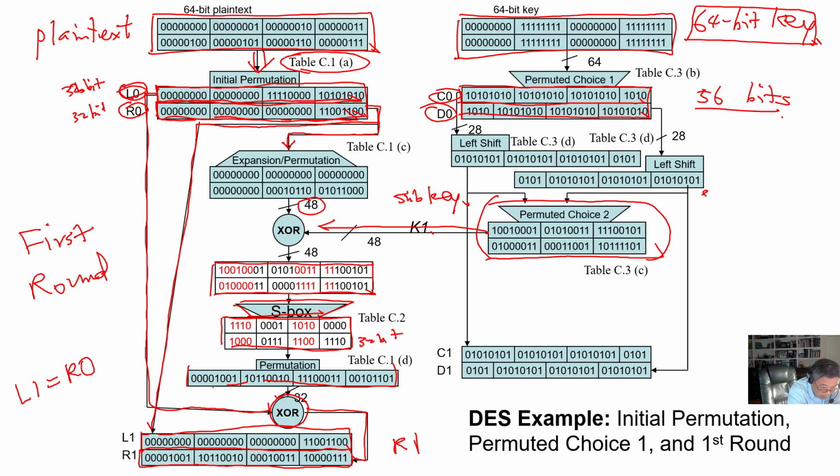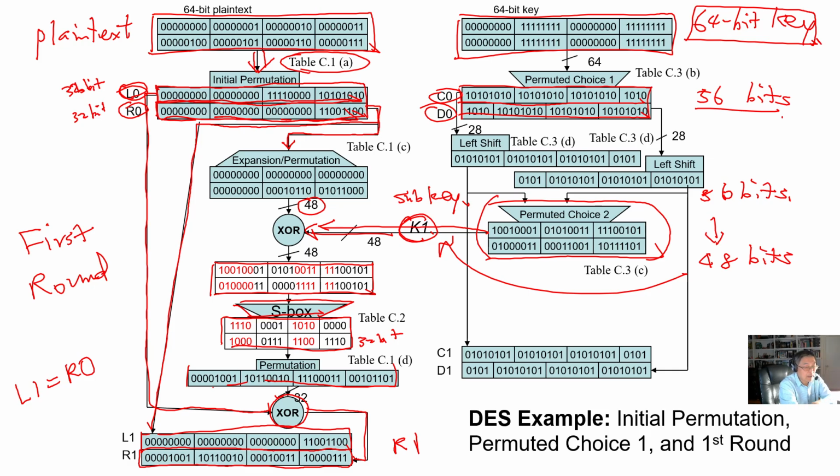The 56-bit basically will shrink to 48 bits. Okay, now that's the key one. And that 48-bit is going to mix with the 48-bit on the plain text side. So that's the overall picture of this example.